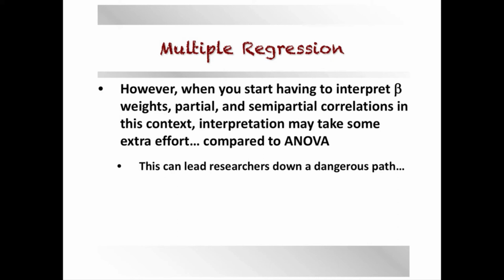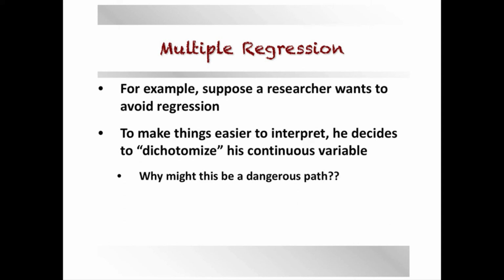And that's where there's sort of a split here. This can lead researchers down a dangerous path of, "Oh well, I'm just not going to do the regression because I don't understand how to interpret the beta and all the statistics we just went through, because the orthogonal coding is kind of funky in itself." So suppose a researcher wants to avoid regression. Well, there are 2 sides to this.